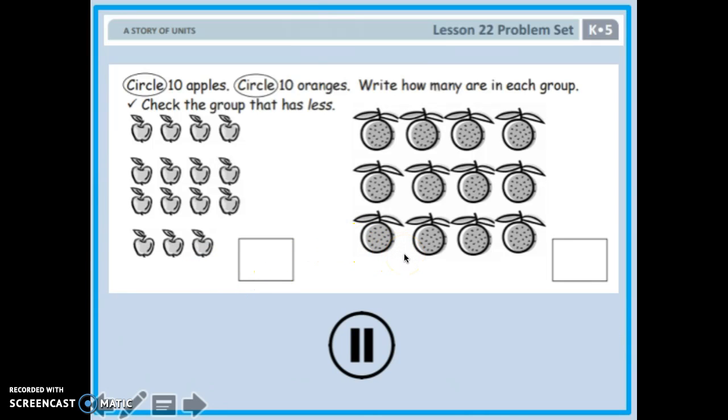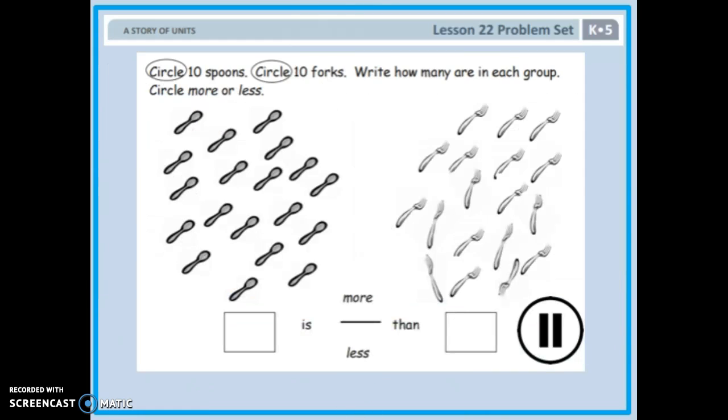Now look at your oranges. You have 10 and some more left over. Write that number here. The directions say, put a check mark next to the group that has less. Remember, less is the smaller number. Less has fewer. Put a check mark next to the group that has fewer. Hit pause if you need more time. Moving on. This is the last problem for today.